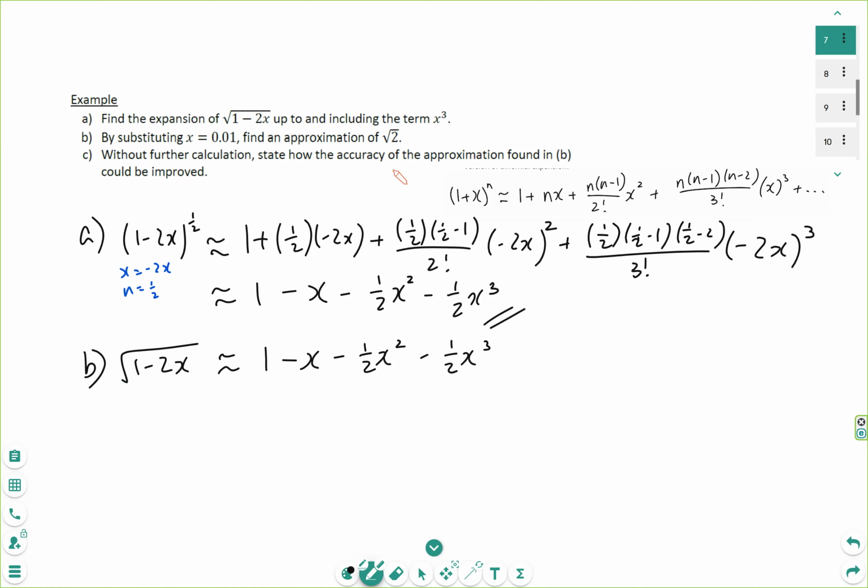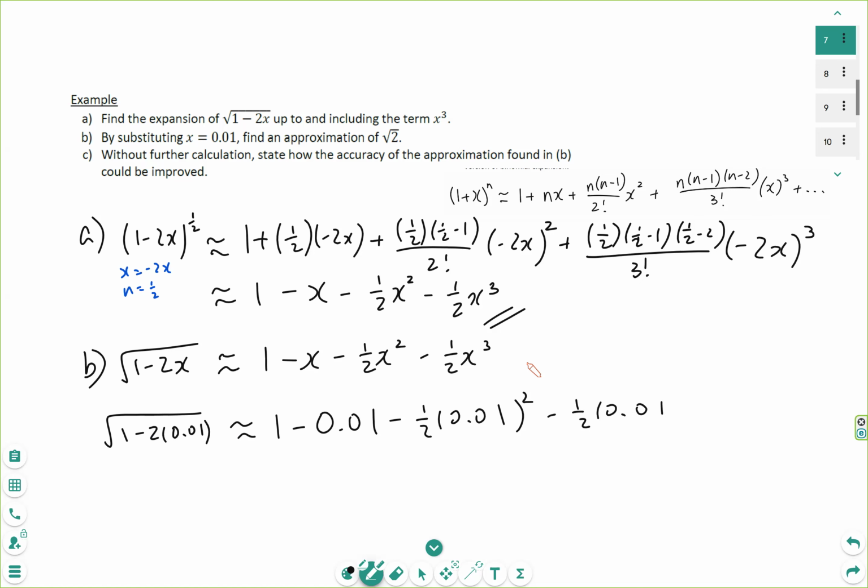Now this step is very important, trust me, just put it right down. You will see similar questions again and again. So having the left-hand side and right-hand side are equally important. By substituting x equals 0.01, we're substituting both sides. So square root of 1 minus 2 times 0.01 roughly equals 1 minus 0.01 minus a half times 0.01 squared minus a half times 0.01 cubed.